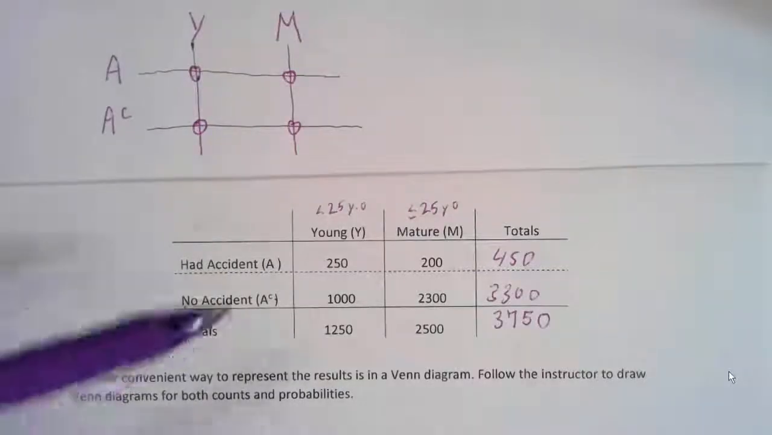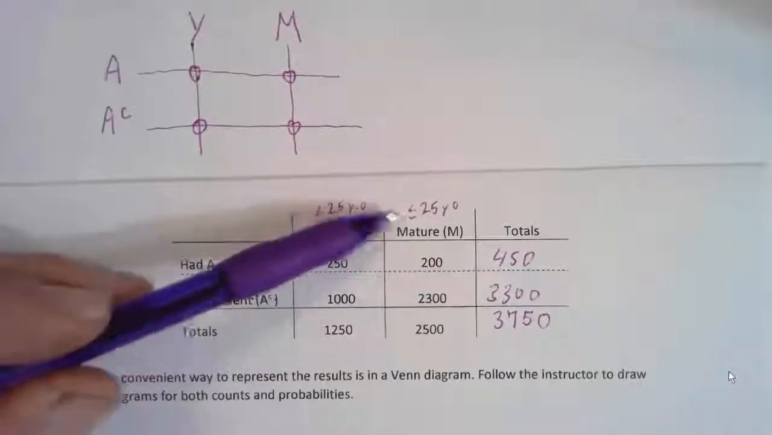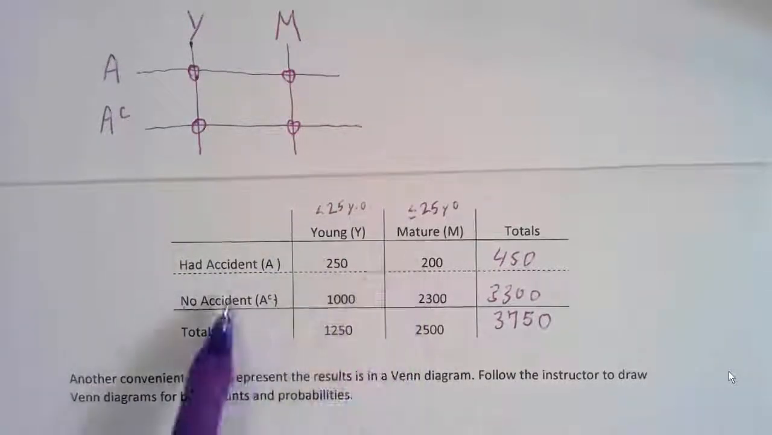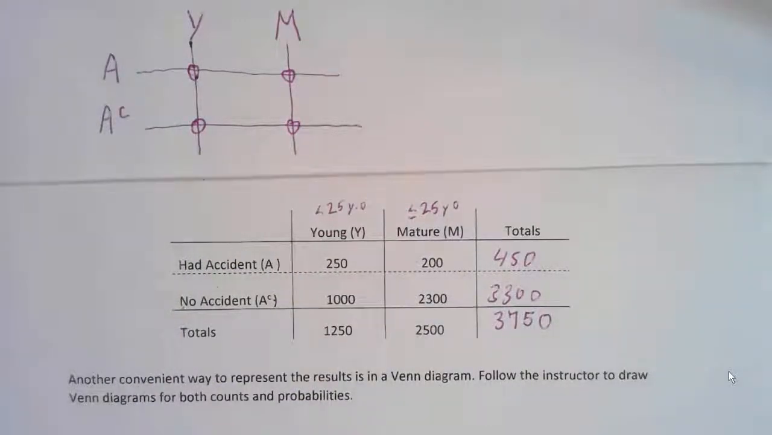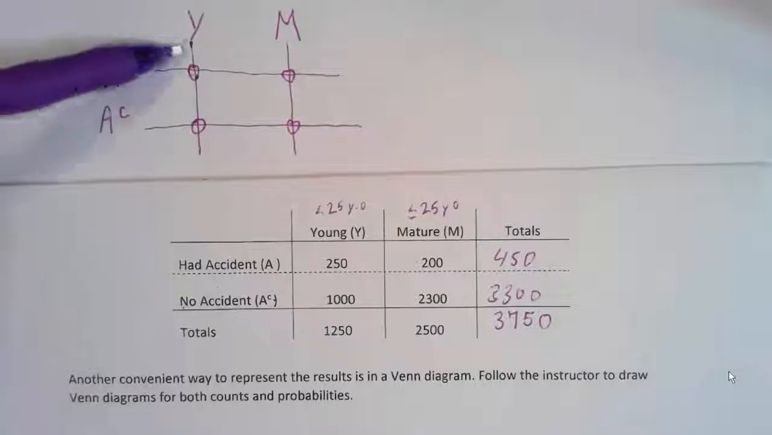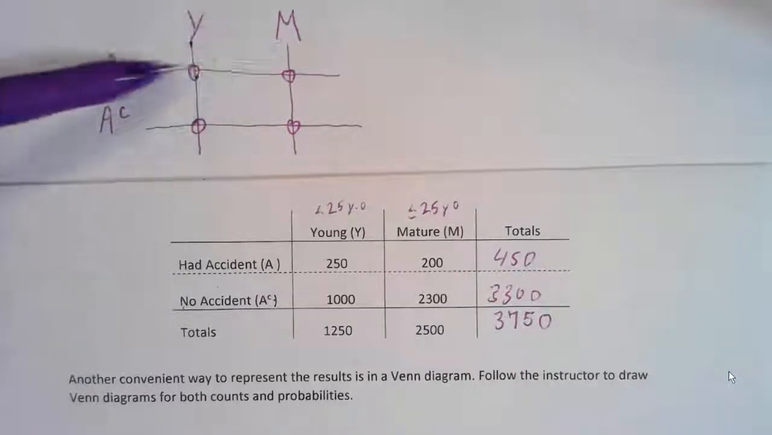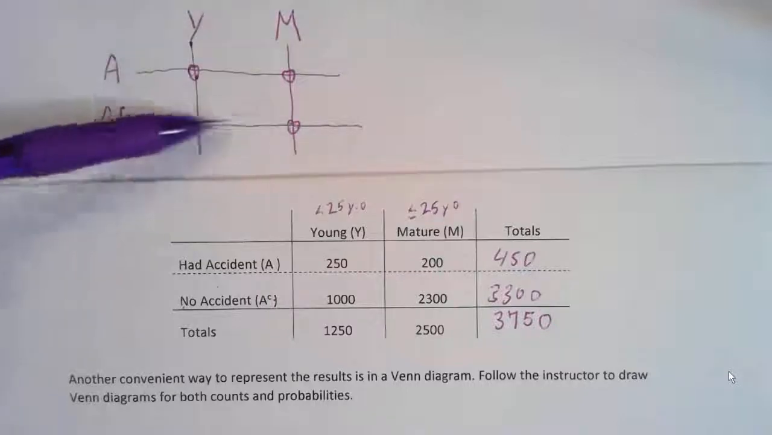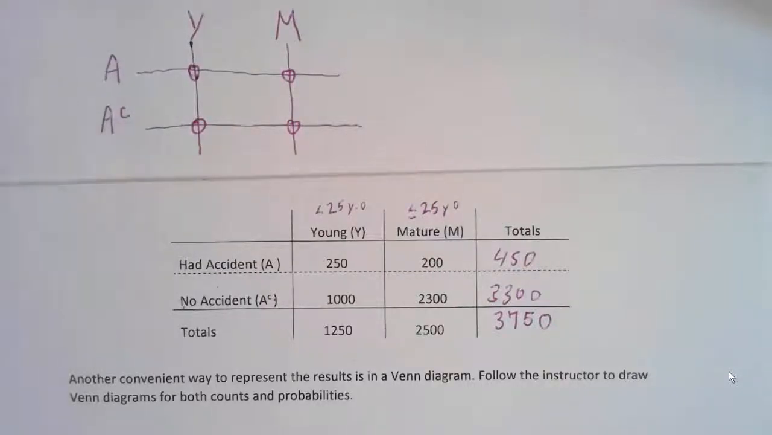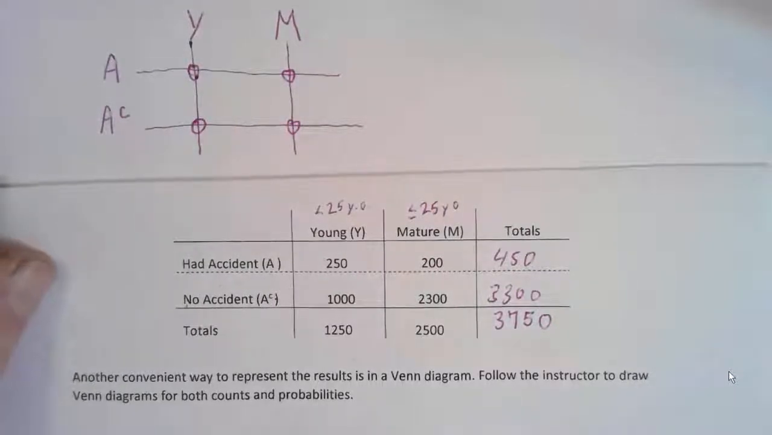The way to think about it is that the columns and the rows represent events. These points in here, these cells, are the intersection of those events. So Y and A, M and A, Y and the complement of A, M and the complement of A. These lead directly to four probabilities.